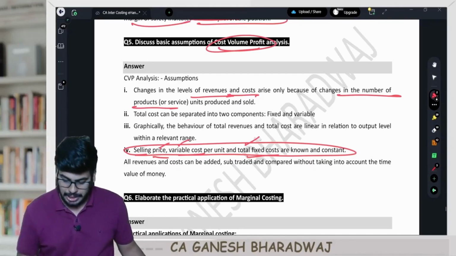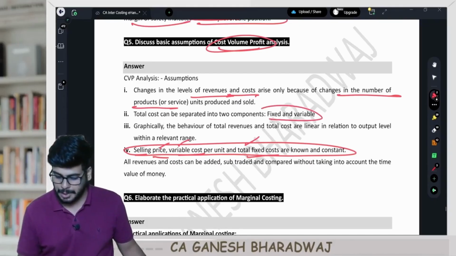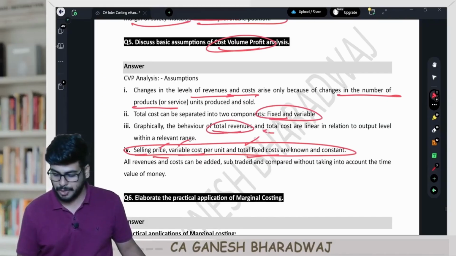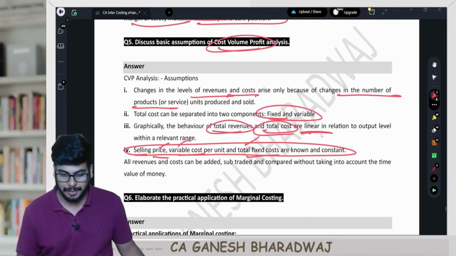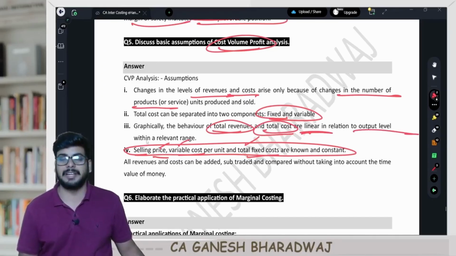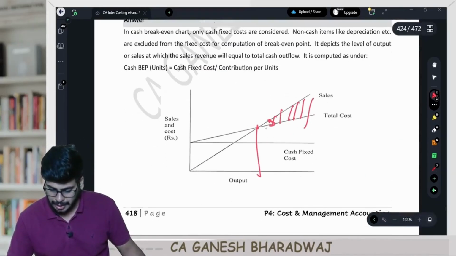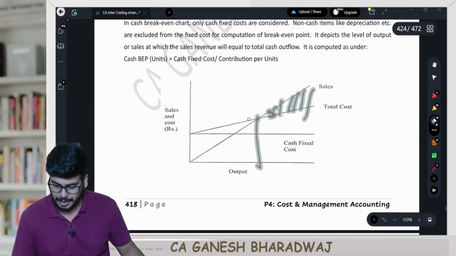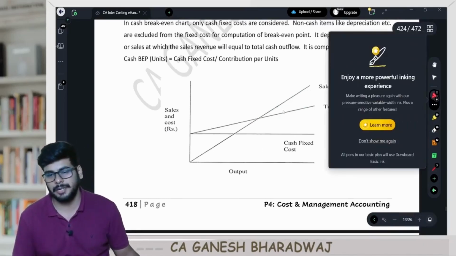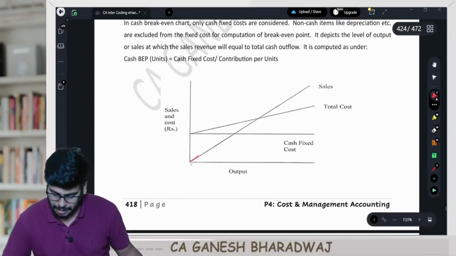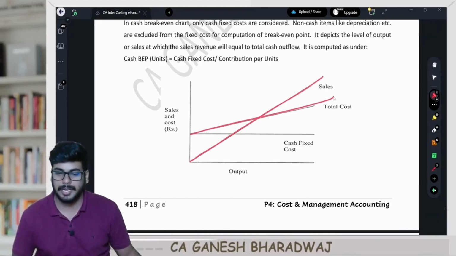Clear with this? The total cost can be separated into two components, fixed and variable. We know this, right? Then graphically, the behavior of total revenues and total costs are linear in relation to the output level within a relevant range. Meaning what? Linear in relation means it is like a straight line. You are able to draw a straight line, guys. So the fact that you are able to draw a straight line itself means this is linear.